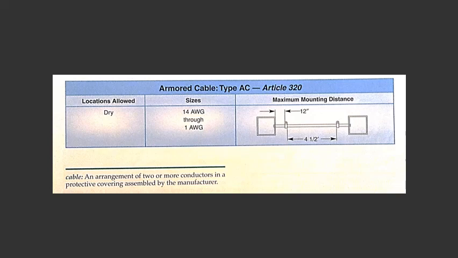Cables. A cable is an arrangement of two or more conductors in a protective covering and is assembled by the manufacturer. The protective covering may be plastic, rubber, steel, or aluminum.